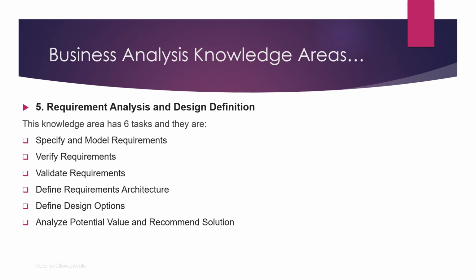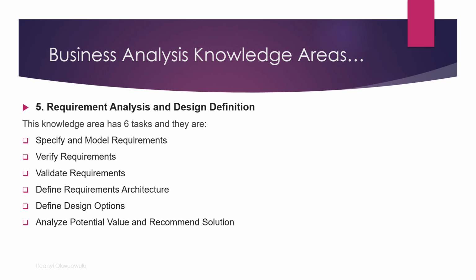We verify requirements in the second task just to make sure that the requirements are of the right standard: they are atomic, they are concise, they are understandable, they are testable, they are unambiguous, they are prioritized. And then we validate requirements just to make sure that the requirements are all pointing to the business objectives and goals of the project. Then we define the requirements architecture. So here we try to make sure that all the requirements are working together as a uniform and cohesive unit.